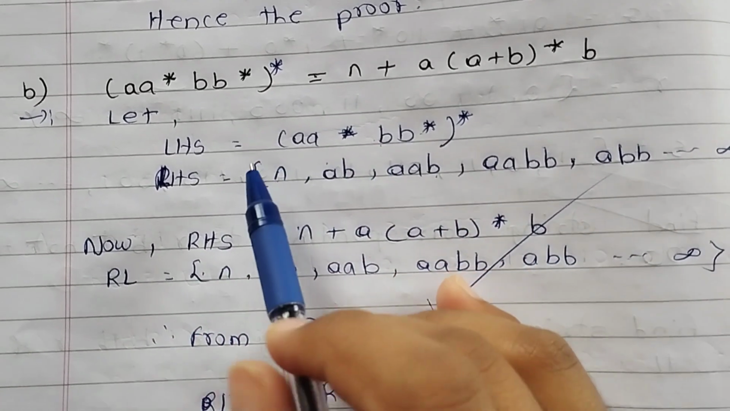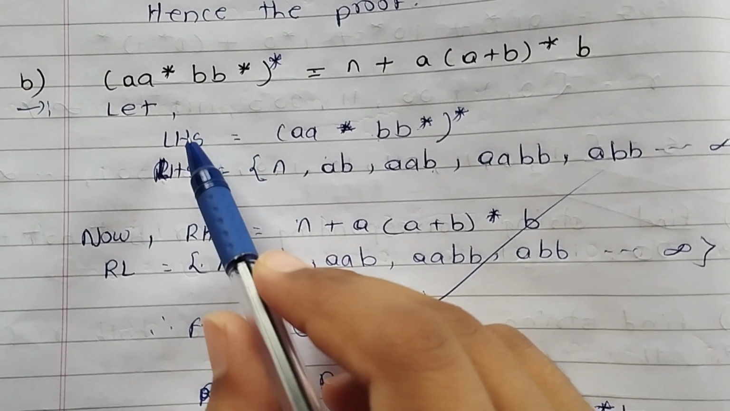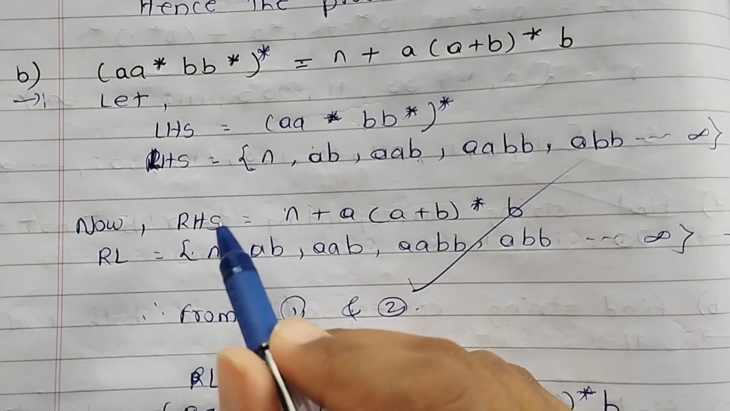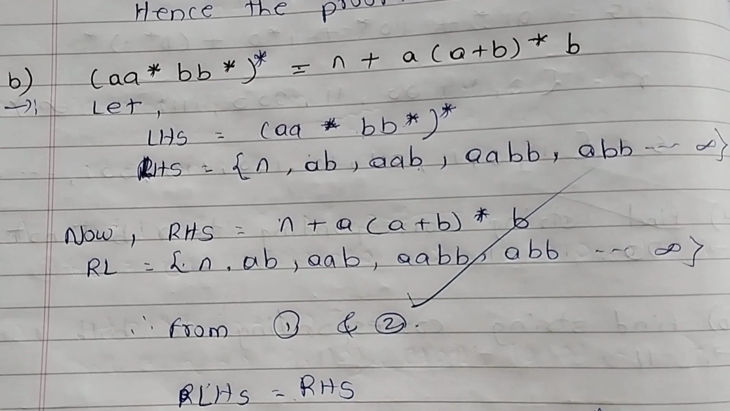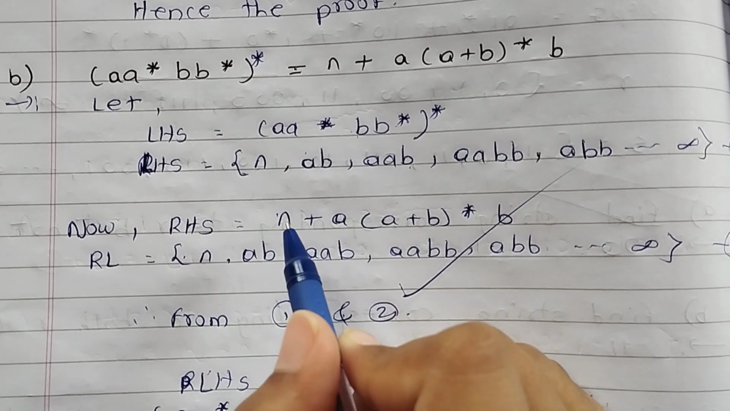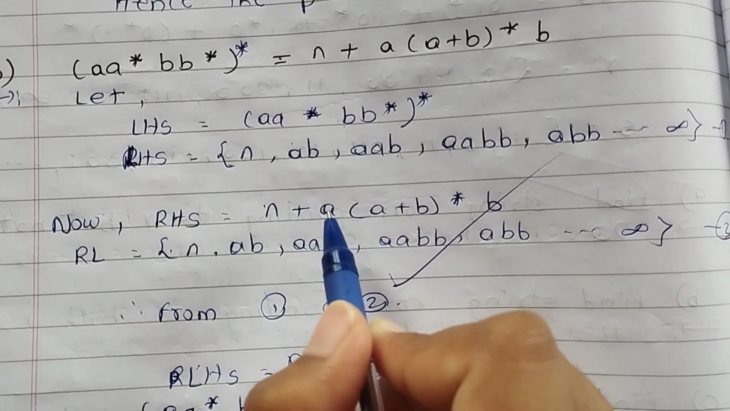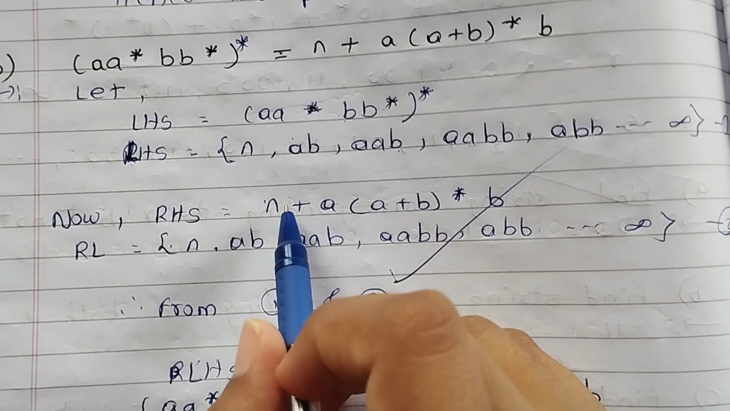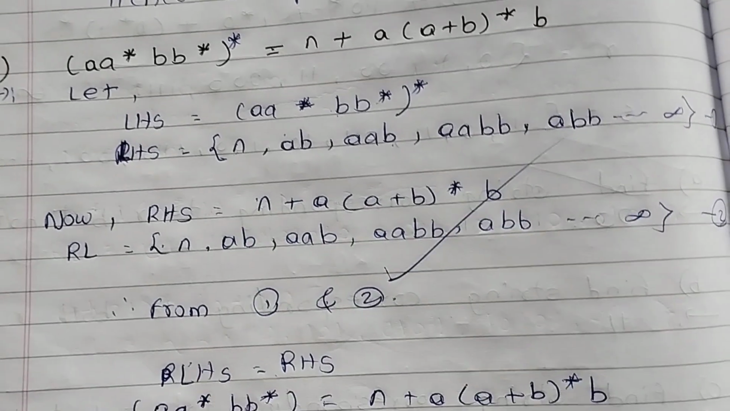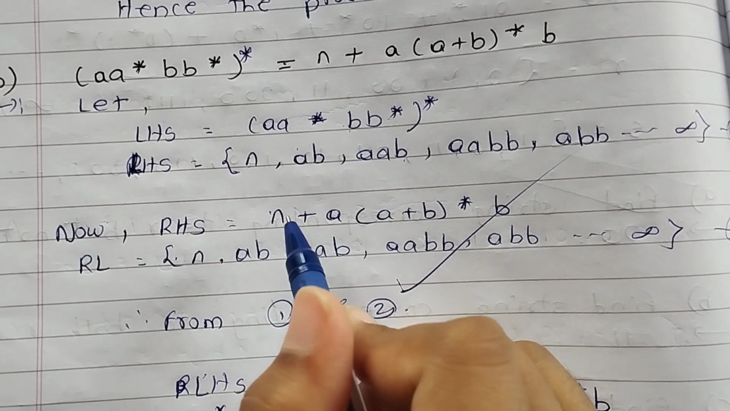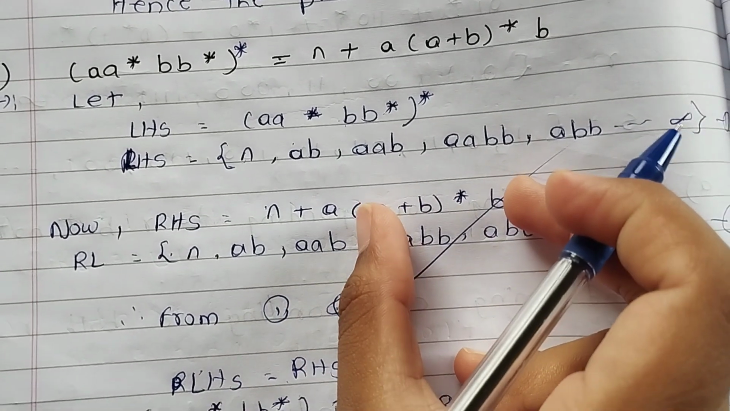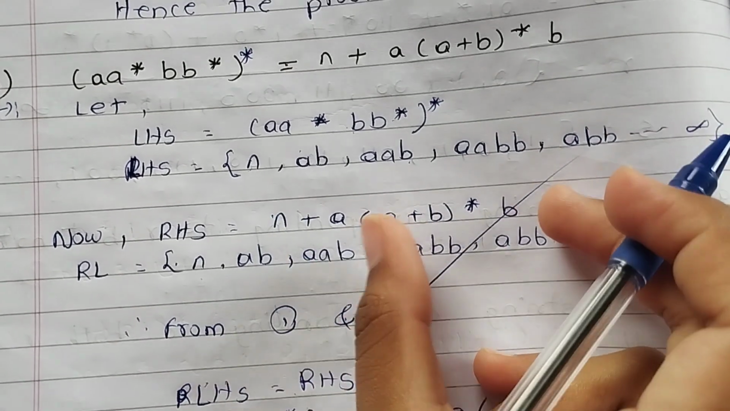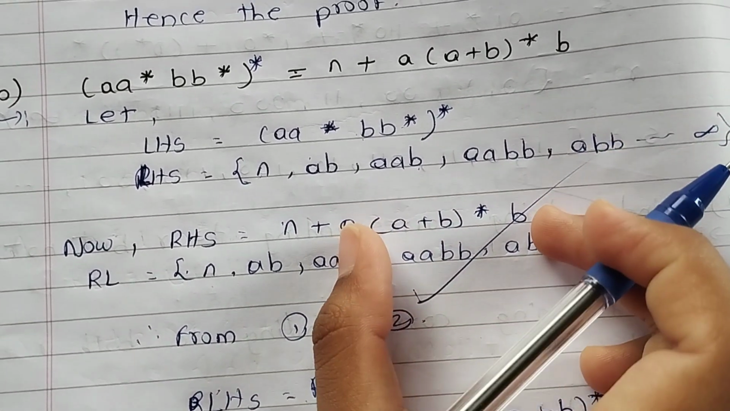So in this way we write the regular language for the LHS. Now we write the regular language for the RHS. The regular expression for the RHS is (null or A)(AB)* or B. The meaning of this expression is: first we consider null, and the second time we consider this string.